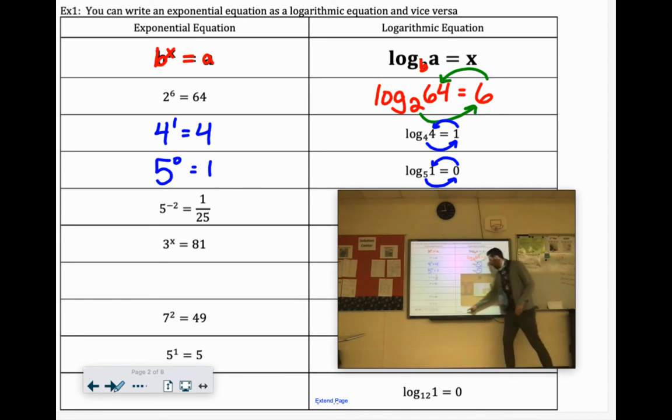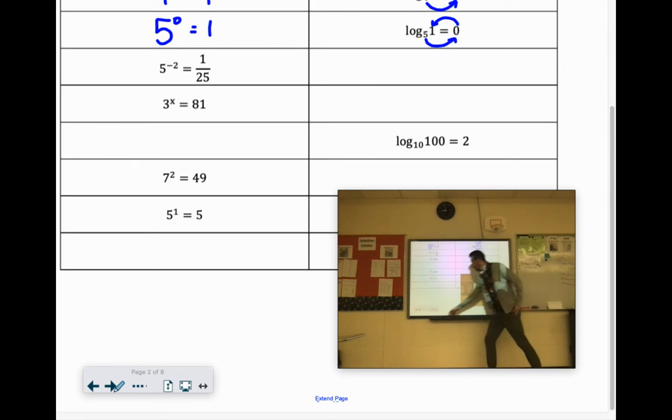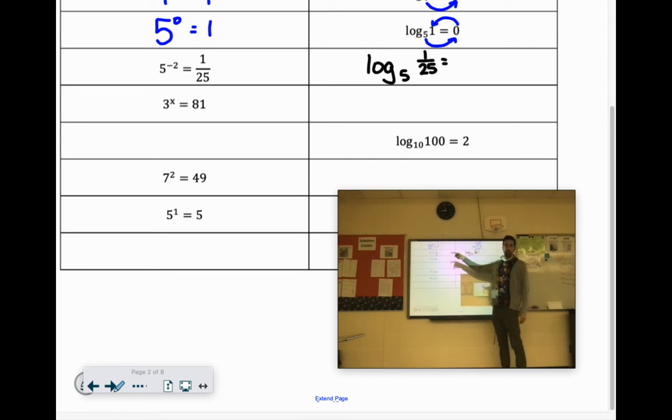Let me scoot down. 5 to the negative second equals 1 over 25. So we say log. And what's our base? Our base was the 5. Then we write our answer. The answer was 1 over 25 equals our exponent. And the exponent was negative 2. Great. It's going to seem weird at first, but you'll get used to the flow and the rhythm of it.